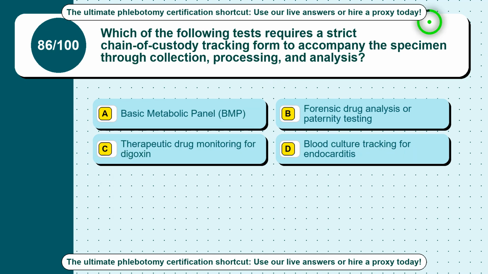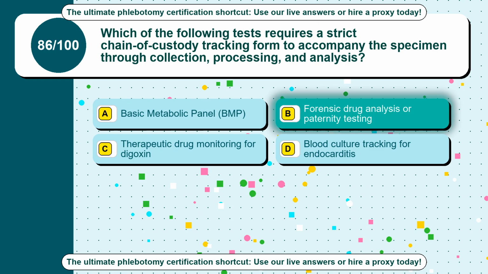Question 86. Which of the following tests requires a strict chain of custody tracking form to accompany the specimen through collection, processing, and analysis? Option A. Basic metabolic panel, BMP. Option B. Forensic drug analysis or paternity testing. Option C. Therapeutic drug monitoring for digoxin. Option D. Blood culture tracking for endocarditis. The correct answer is option B.